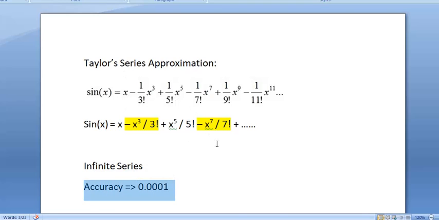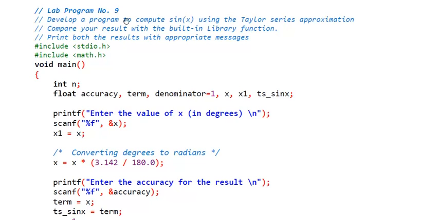So this is how we calculate. You keep on putting the x value here, and we can calculate, and we take only those terms. Each of these is called a term. We will use only those many terms where my accuracy is satisfied, means whatever value we calculate with this formula is accurate up to the fourth position after the decimal point, and then we stop. So that is: develop a program to compute sine of x using the Taylor series approximation.